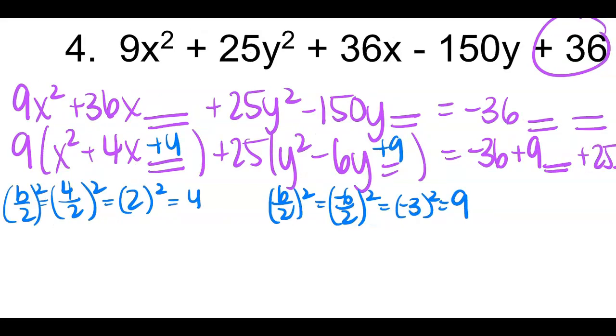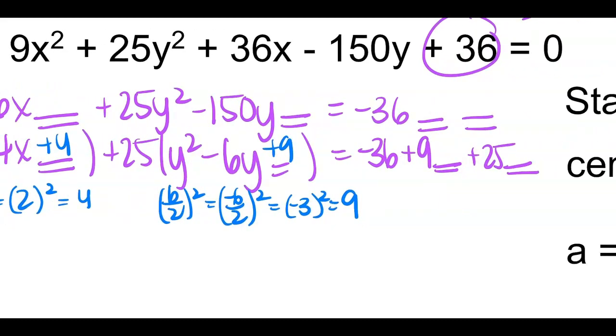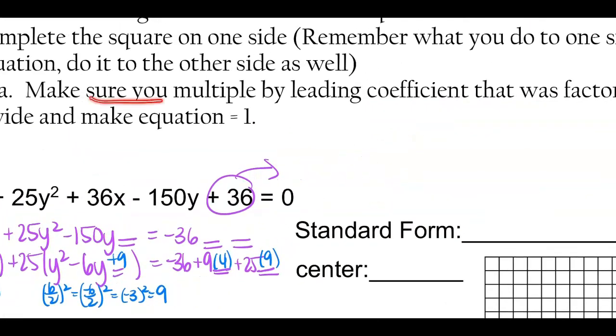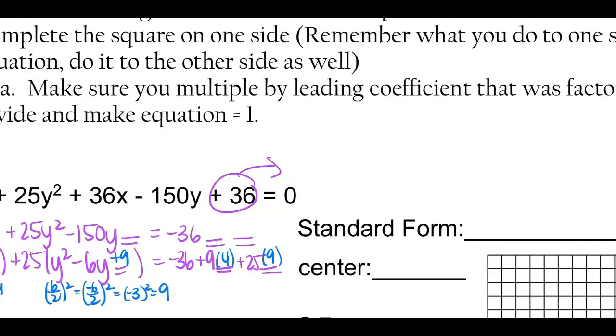Remember though, whatever you do to one side, you have to do the other. So we're going to add 4 here. Whoa, whoa, whoa, not add. We're going to multiply 4 here and multiply 9 here. And if you're like, wait, why are we multiplying? Because it says, make sure you multiply by the leading coefficient that was factored out.